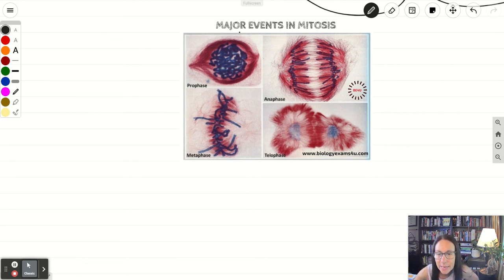And then the next phase is anaphase. This is where the sister chromatids are pulled apart from each other and pulled to the opposite sides of the cell. And then in telophase, the nucleus is reformed and cytokinesis also happens, where the 2 cells are now going to split into 2 separate cells.